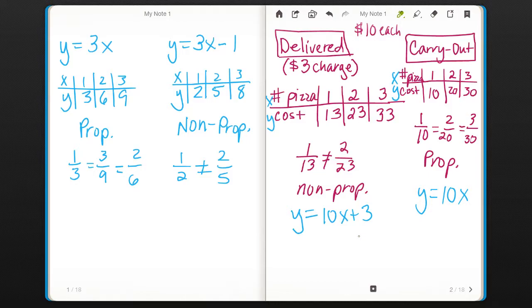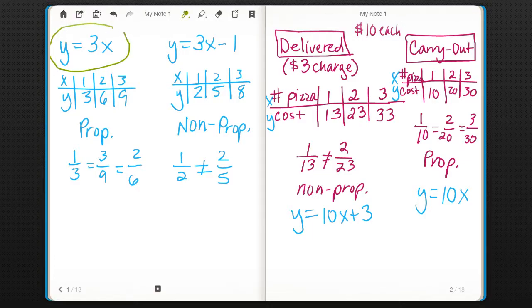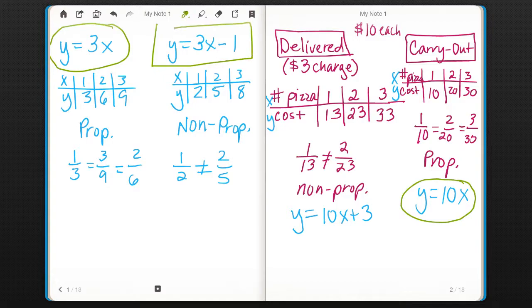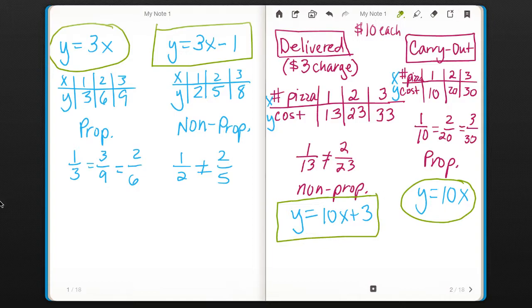What she's noticing is with the types of equations, so this one was just being multiplied by 3, and this one was just something being multiplied by 10, and both of those ended up being what? Proportional. But when we subtracted something from that or added, it became non-proportional. So there's actually a general form in algebra for these proportional equations. So Jules, I'll give you a lifesaver point after for that.